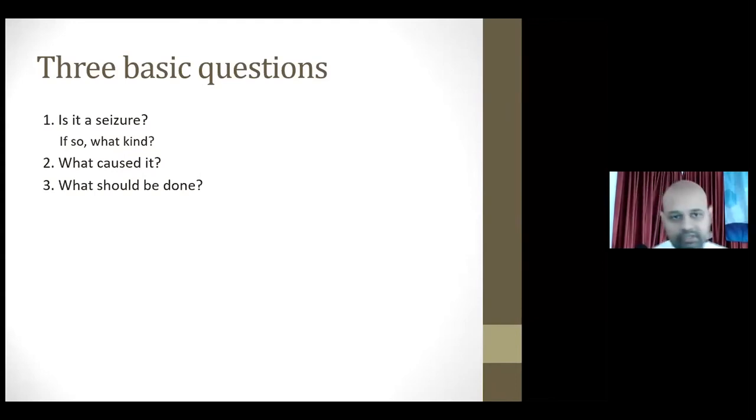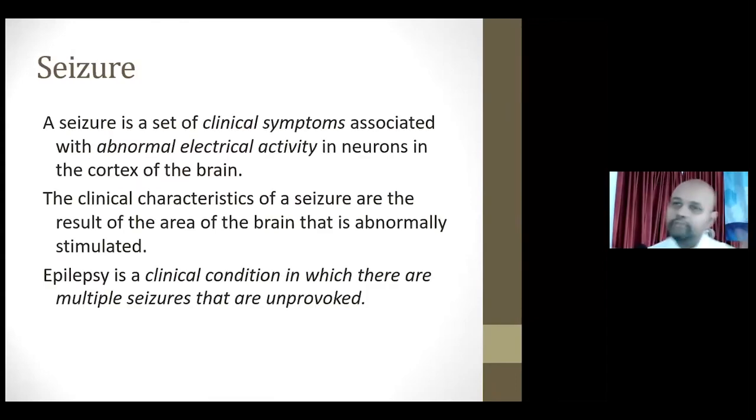To answer these questions, we will need to have a few basics in our minds. So the first thing is, what's a seizure? A seizure is a set of clinical symptoms as well as signs that are brought on by abnormal electrical activity in the neurons of the cortex of the brain. And the symptoms and signs that these patients present with depend on which part of the brain is activated or stimulated. I'll come to that in a little while.